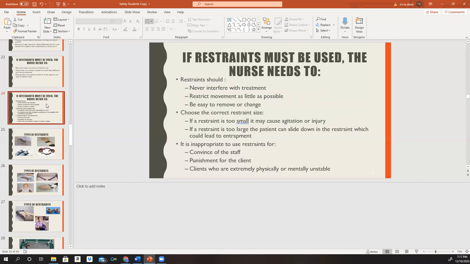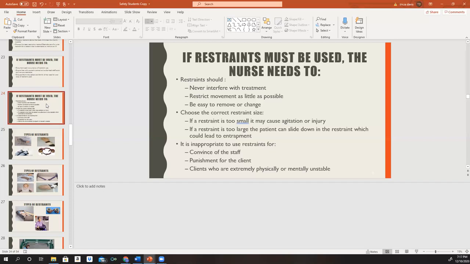It is inappropriate to use restraints because you're short staffed. You can't just say, oh, I only have two nurses tonight, we're going to put everybody in restraints. That's not ideal. If your patient doesn't eat their dinner or doesn't want to take their medicine, restraints can't be a punishment. And for clients who are extremely physically or mentally unstable, while restraint might be an alternative that crosses your mind, it's not appropriate. And we certainly cannot do that.